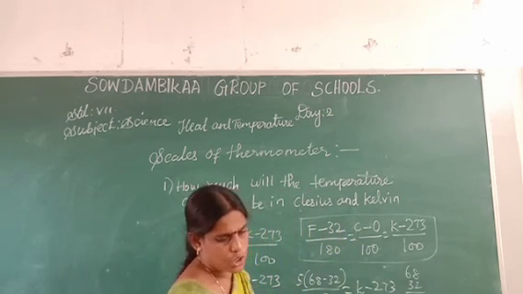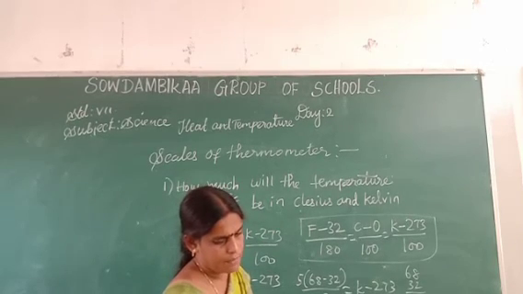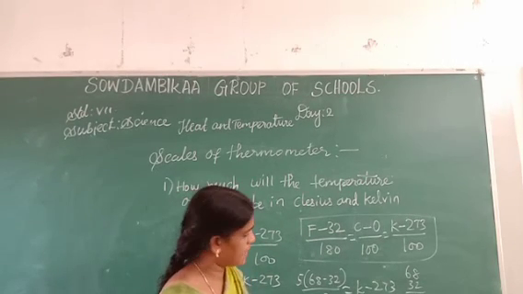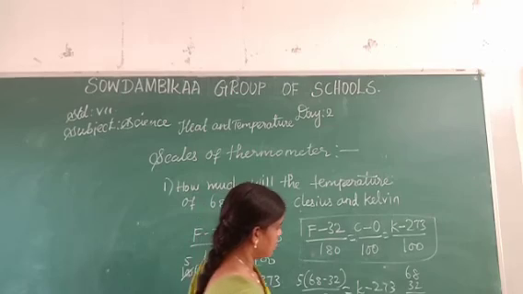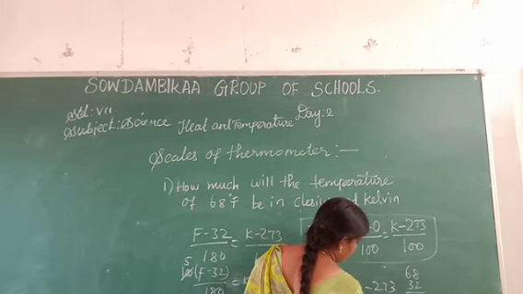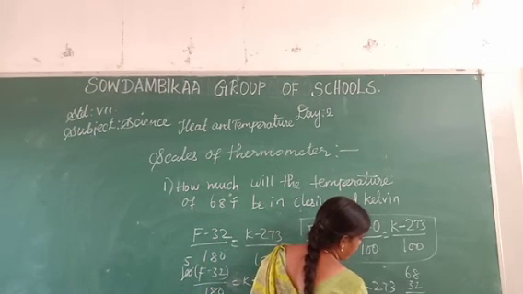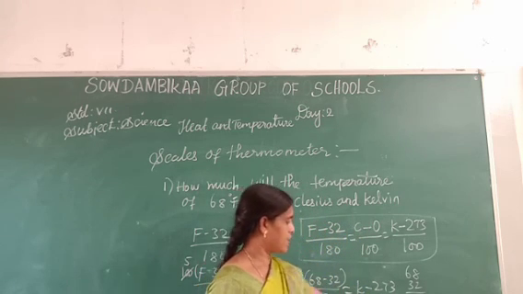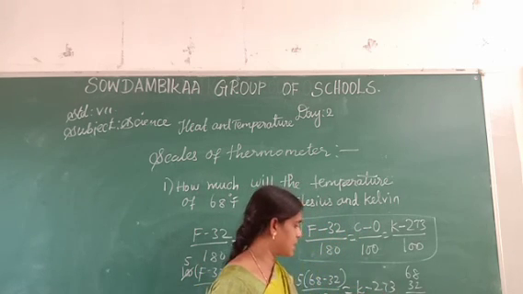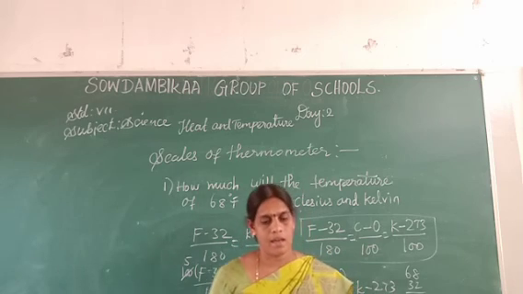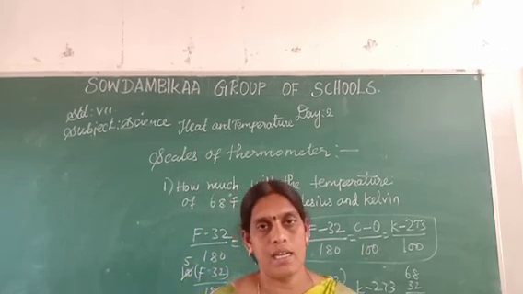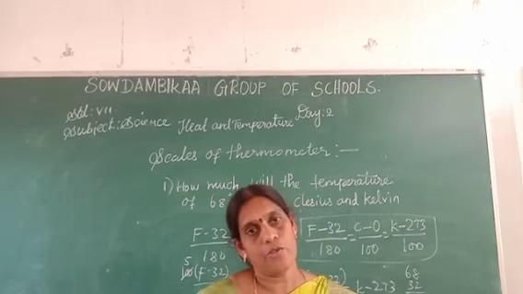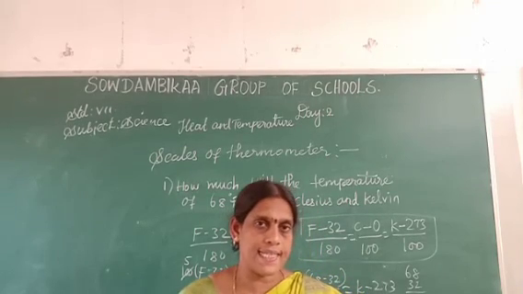K minus 273 equals 20. The 273 comes to this side as plus, so K equals 293.15. The Kelvin answer is 293. Okay, are all clear about how to change Celsius into Fahrenheit and Fahrenheit into Celsius?